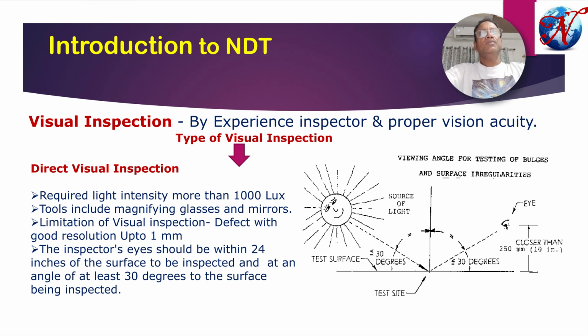The resolution of visual inspection by human beings or the inspector is a maximum of up to 1 mm, and the distance between the detector, that is the eye, and your inspection part should not be more than 24 inches, and the angle of interaction with your inspection surface should be at least 30 degrees with the inspection surface.